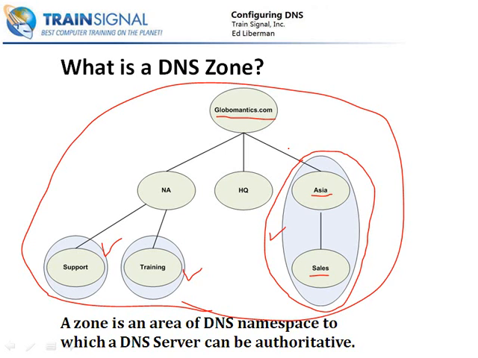unless those subdomains have been specifically delegated out. So here we have a couple of other examples where we have the bottom of the tree, so to speak, support.na.globalmantics.com and training.na.globalmantics.com, which have each been separated out into a separate zone and then delegated to individual DNS servers to be authoritative over that area of namespace.